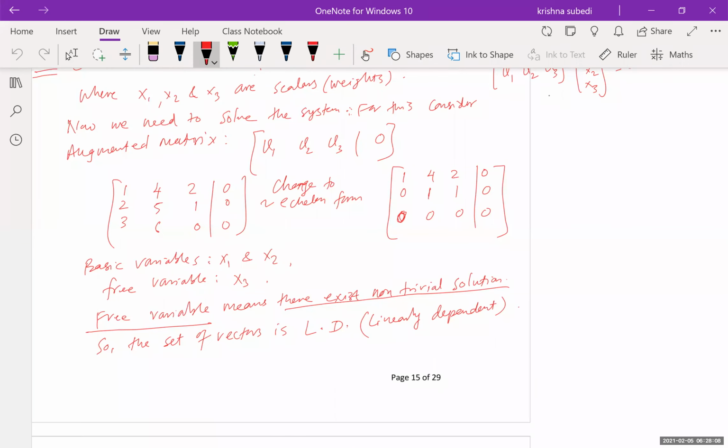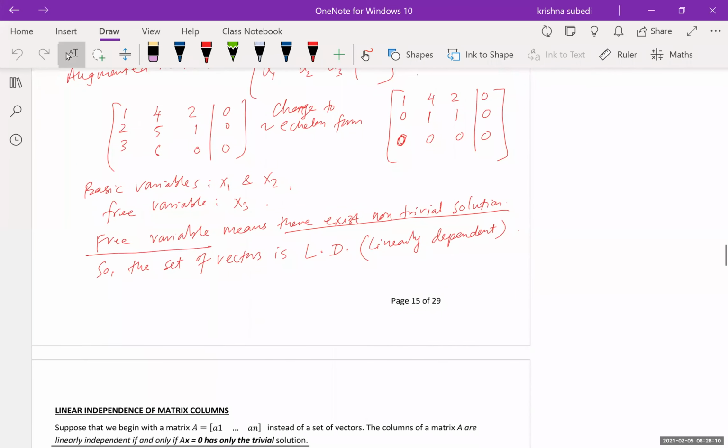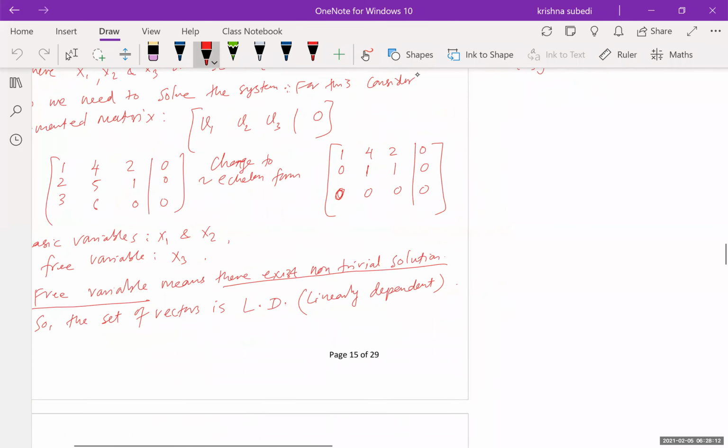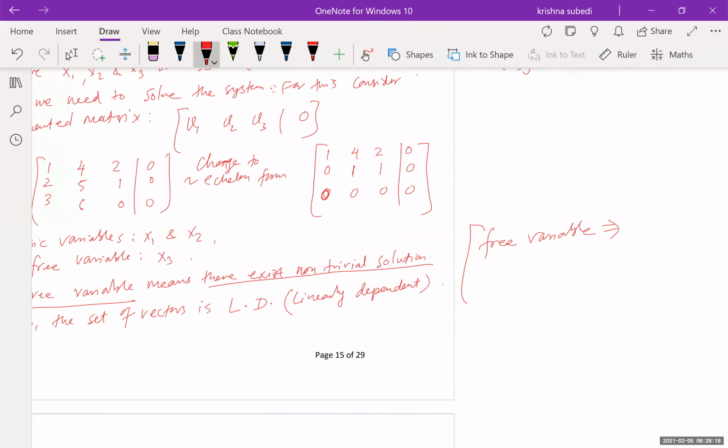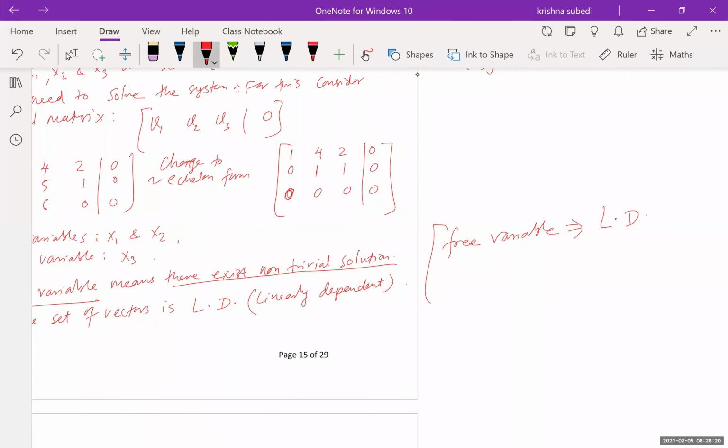Okay, so let me write this. This is very important. Please remember, free variable means linearly dependent. No free variable means only the trivial solution, which means linearly independent. Just please remember this. Very important idea.